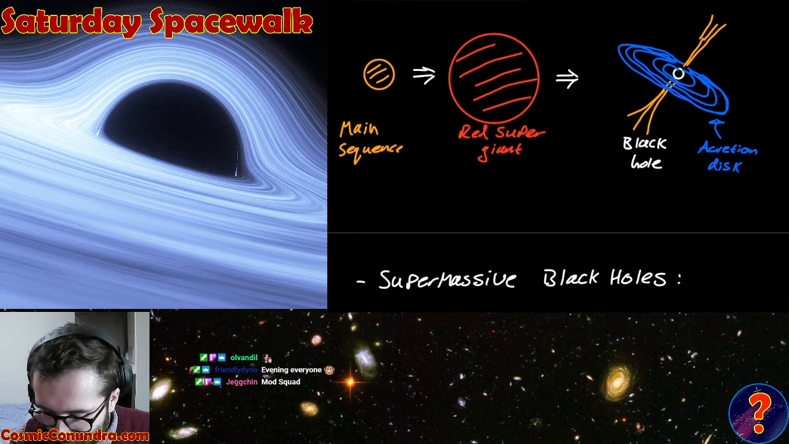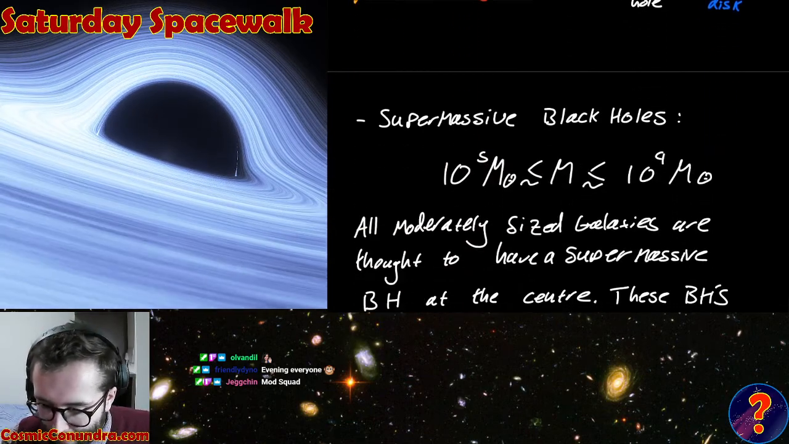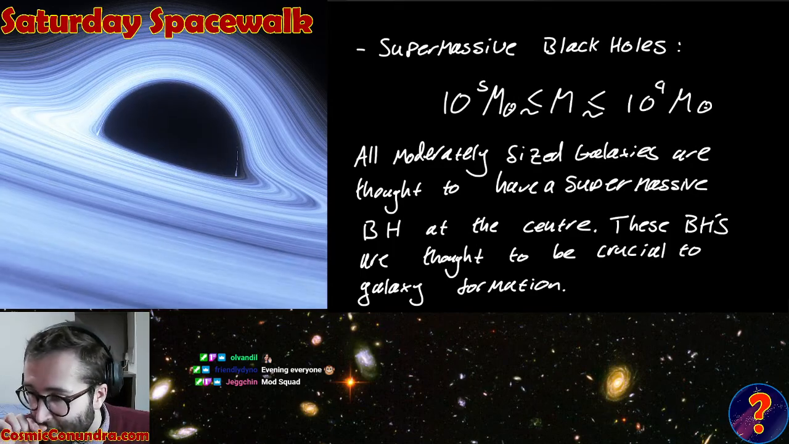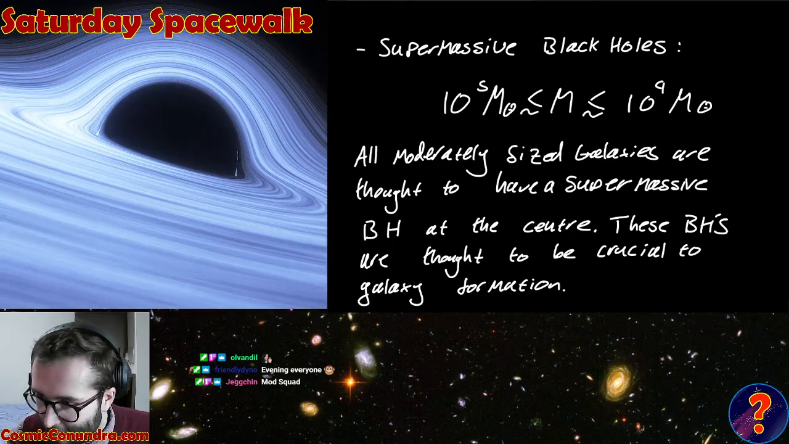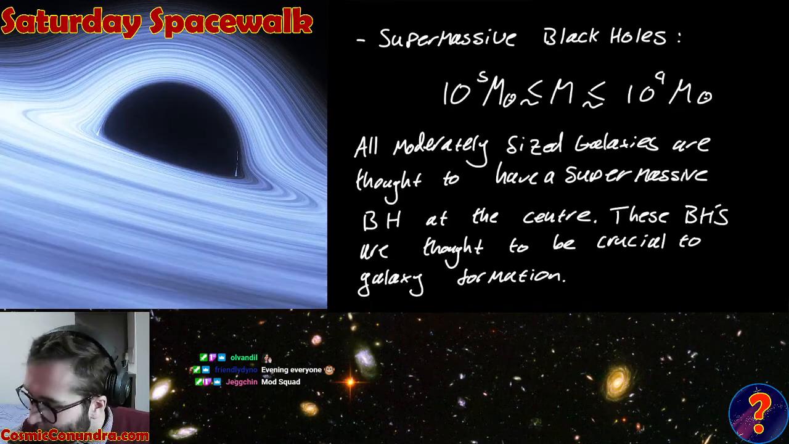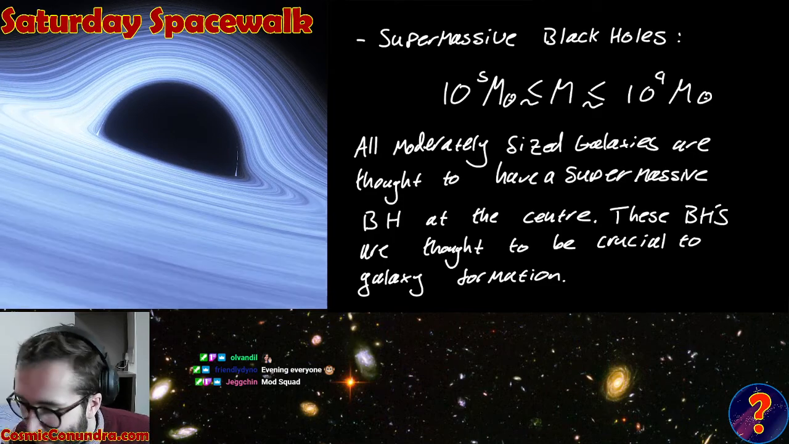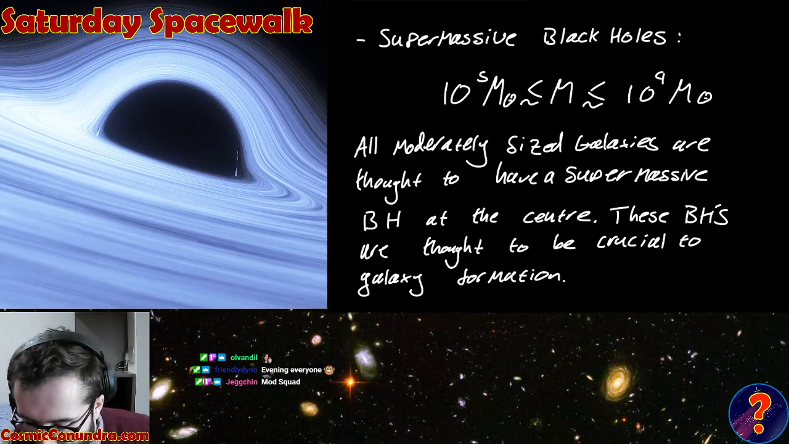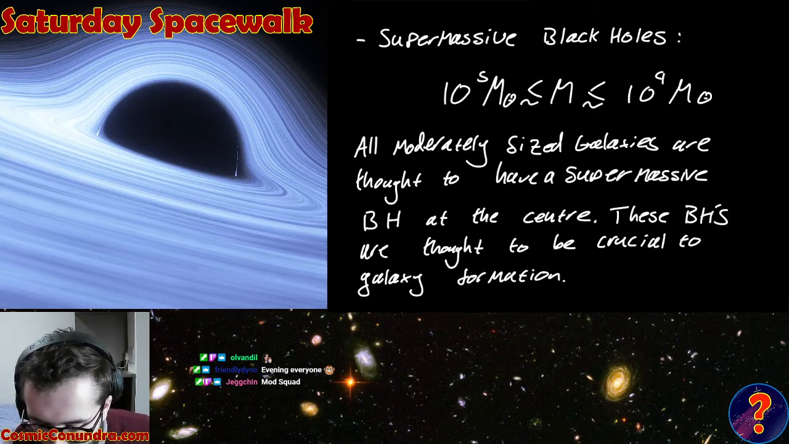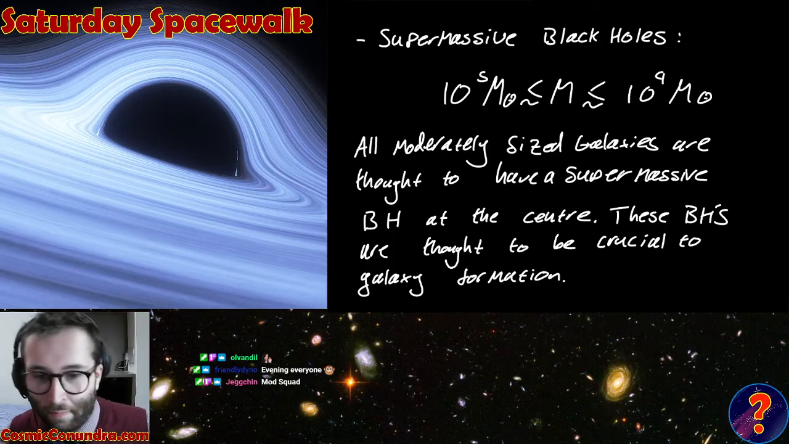Okay, so those are stellar mass black holes. If we go up now to some of the largest black holes that we see or expect to see in the universe, these are supermassive black holes, which we define as between 10 to the 5 solar masses and 10 to the 9 solar masses. So between 100,000 and a billion solar masses. These are enormous black holes, really.